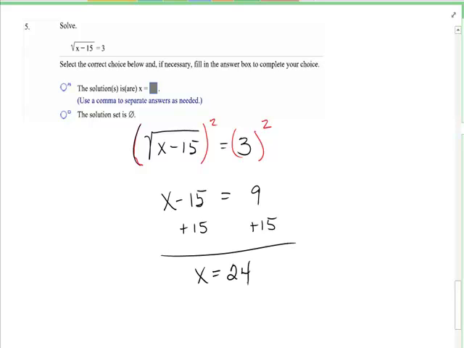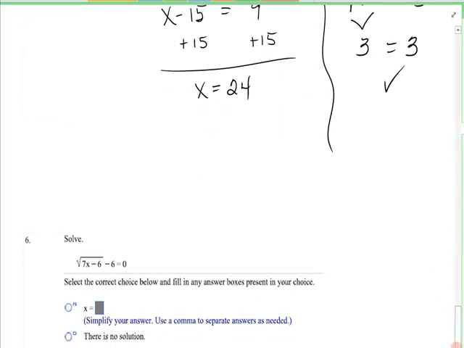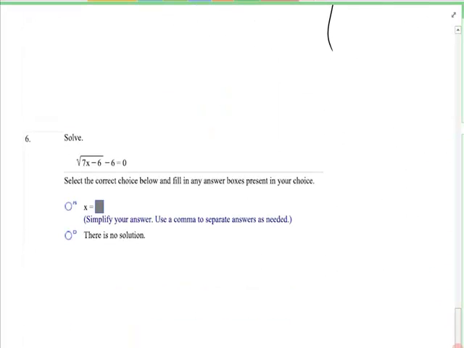I need to check that, make sure it's not extraneous. I have the square root of 24 minus 15. Is that equal to 3? 24 minus 15 is 9. So is the square root of 9 equal to 3? And the answer is yes. 3 is equal to 3. That checks. We have one more.